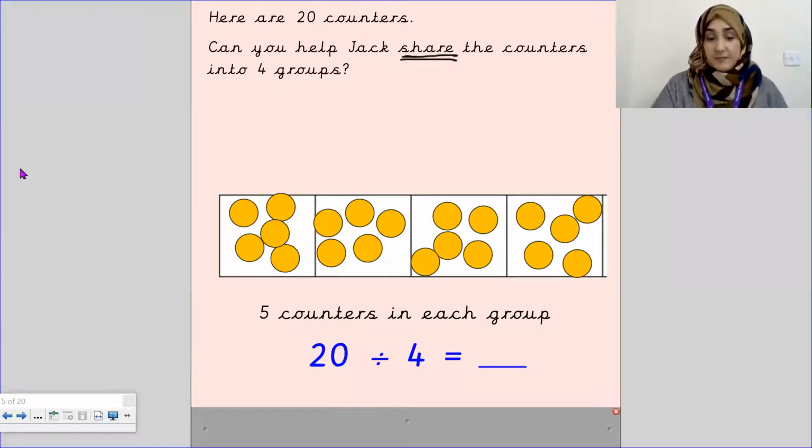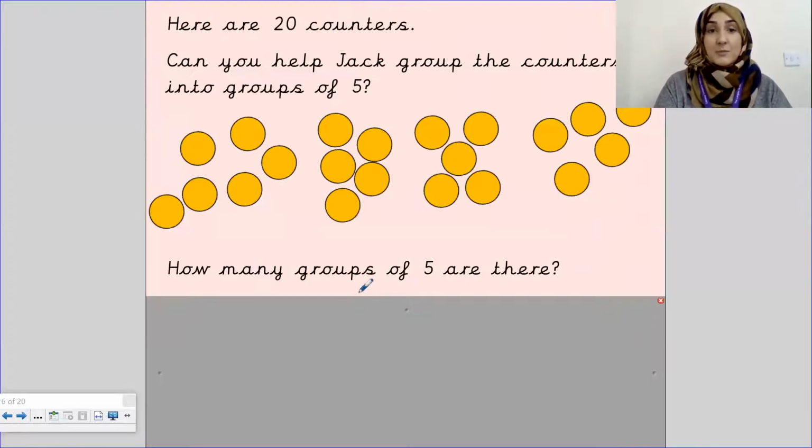Can you help me complete the division number sentence? So 20 counters divided into 4 groups equals how many counters in each group? Show me your fingers. Well done, 5. Fantastic. Great job, Morris class. Let's move on to the next part.